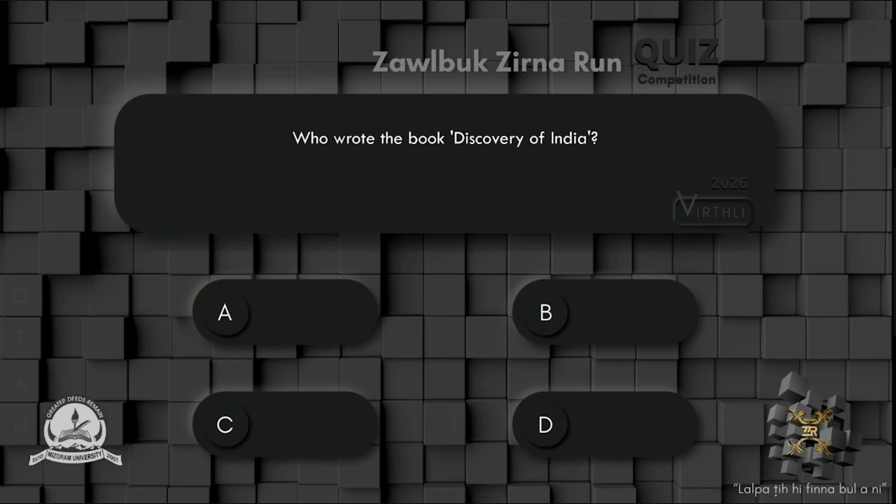And table 2, this is your 5th question. Who wrote the book Discovery of India? And your options are A. Mahatma Gandhi, B. Jawaharlal Nehru, C. B.R. Ambedkar, and D. Sarojini Naidu. And your time starts now.